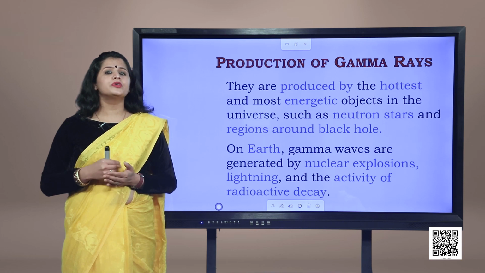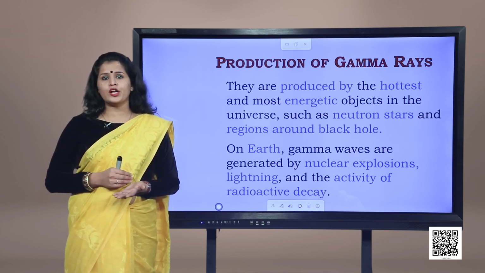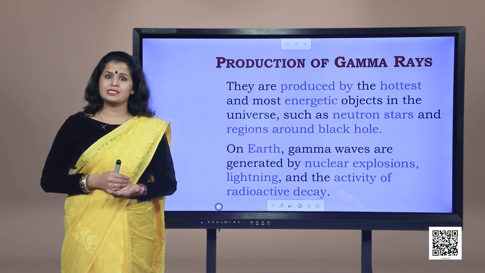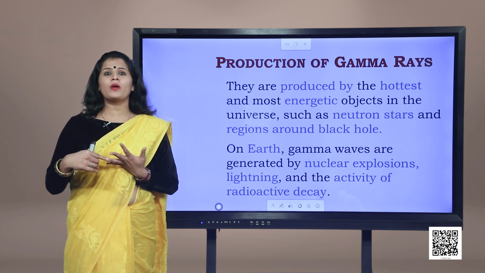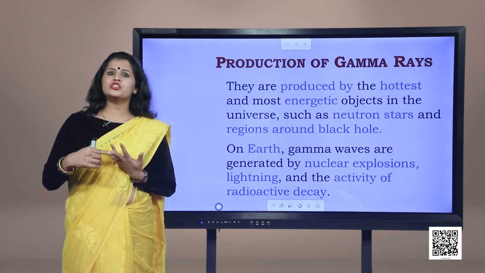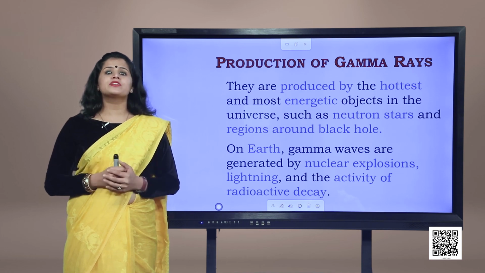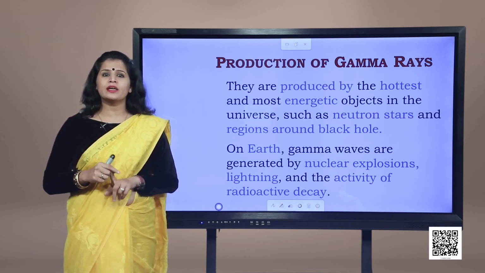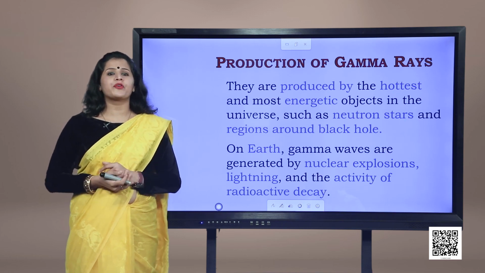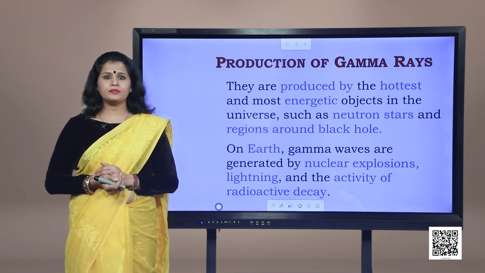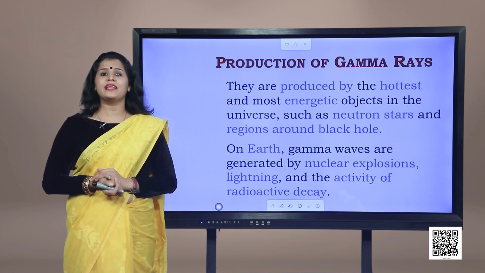Gamma rays are produced by the hottest and most energetic objects in the universe, such as neutron stars and pulsars, supernova explosions, and regions around black holes. On Earth, gamma rays are generated by nuclear explosions, lightning, and the activity of radioactive decay. What are the uses of these gamma rays? Let's find out in the next slide.